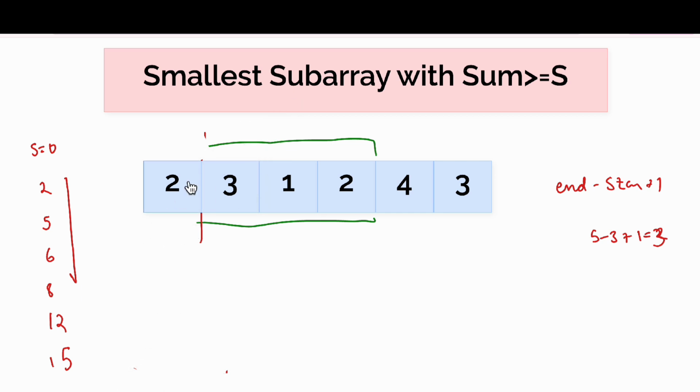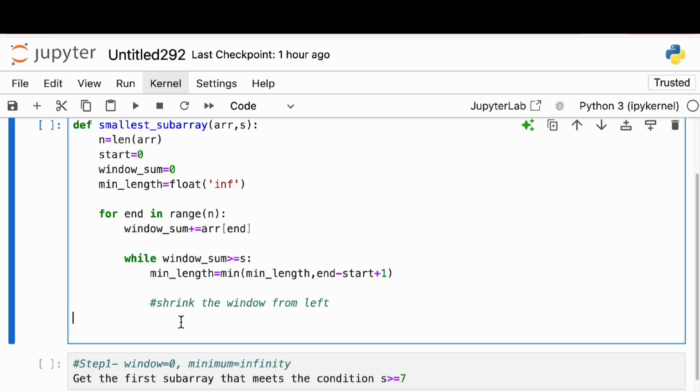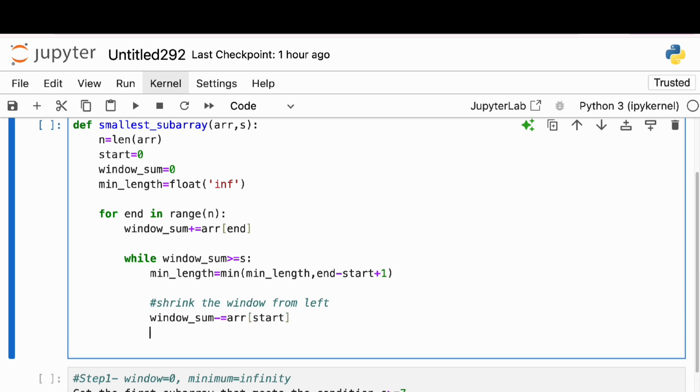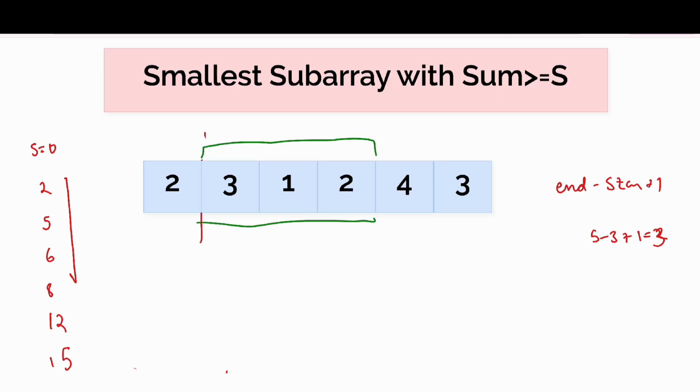So I will first of all update my window sum. My window sum will now become equal to window_sum minus equal to array of start, the start of the window, which was here. And then I have to increment my start pointer by 1. So that's it, right? That's all. It will keep on happening.